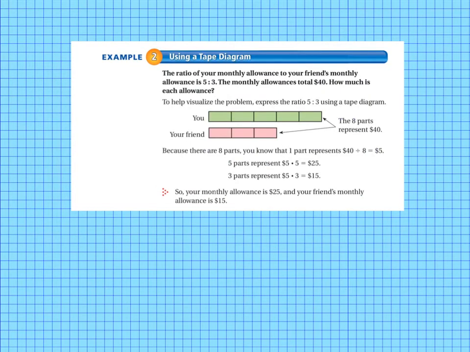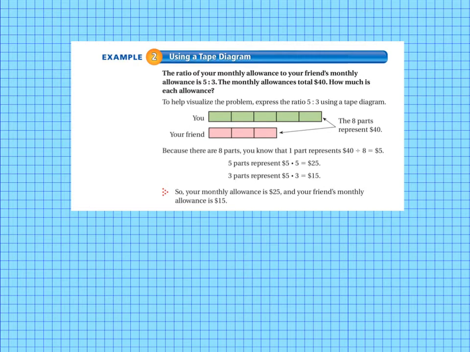A way to visualize ratios is using a tape diagram. So the ratio of your monthly allowance to your friend's monthly allowance is 5 to 3. The monthly allowances total $40. So how much is each allowance? To help you visualize the problem, you express the ratio 5 to 3 using a tape diagram. So it helps if you use graph paper when you're doing this so that your boxes are all the same size, but as long as they're close, it's fine.